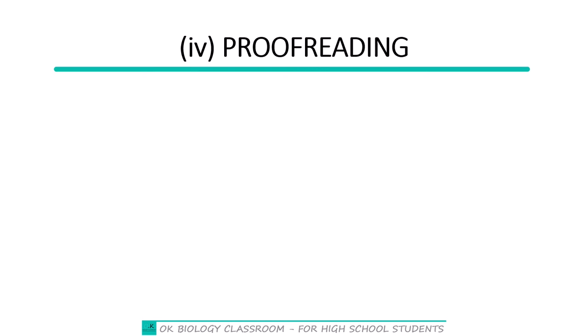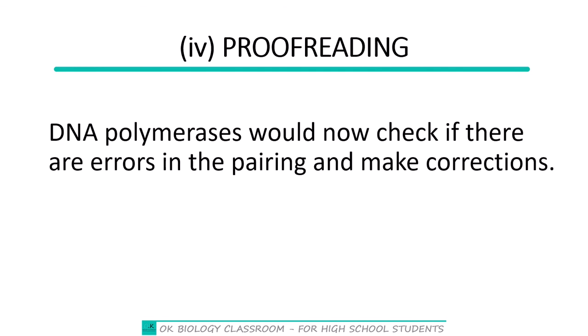You know that even in our writings, sometimes you write something and you would have to read over again to see that there is no error in what you have written. And a similar thing happens in here. The arrangement of the free DNA nucleotides may have had some errors in them along the line. So there is proofreading. So DNA polymerases would now check if there are errors in the pairing and make corrections. So if there were problems with how some of the nucleotides were paired, then these DNA polymerases would correct them.